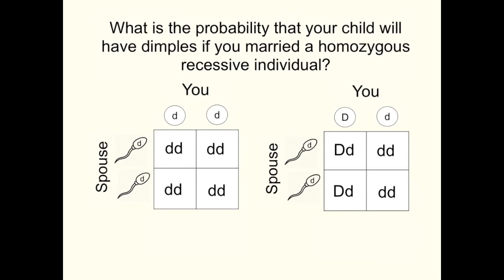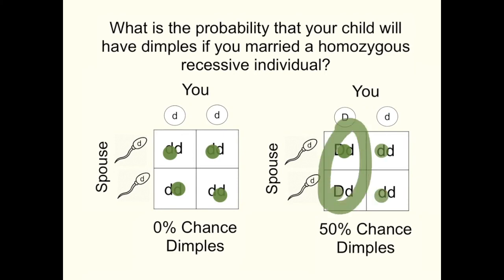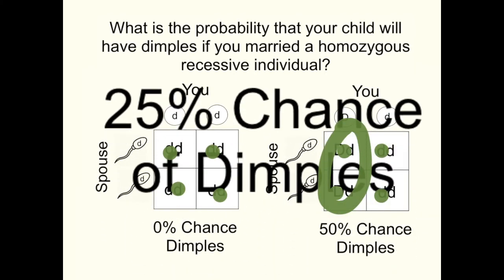So if you are homozygous recessive, there's a 0% chance that you'll have a child with dimples. Whereas if you're heterozygous, there's a 50% chance that your child will have dimples. So to find the complete probability of having a child with dimples, we need to calculate the total number of options, 1, 2, 3, 4, 5, 6, 7, 8. And we see that 2 of those 8 have dimples. Or in other words, there's a 25% chance of having dimples.